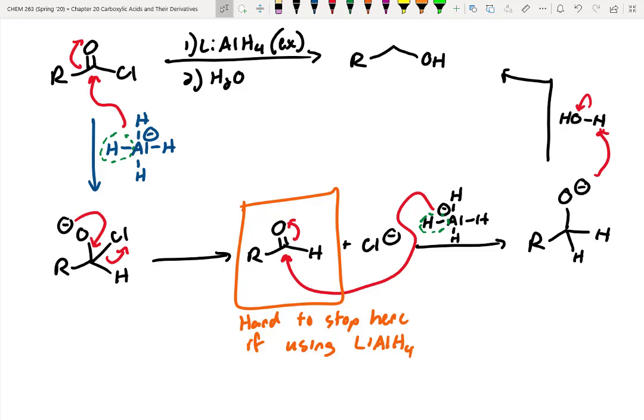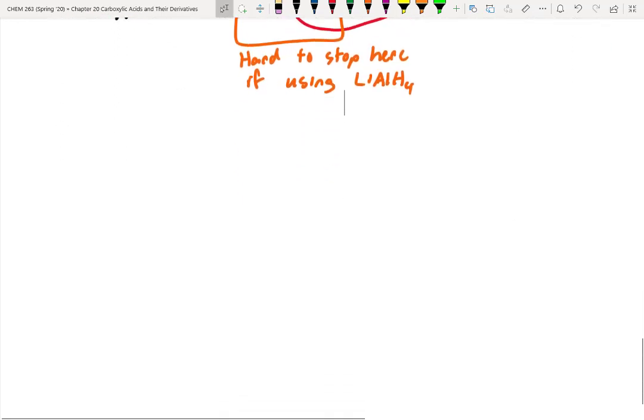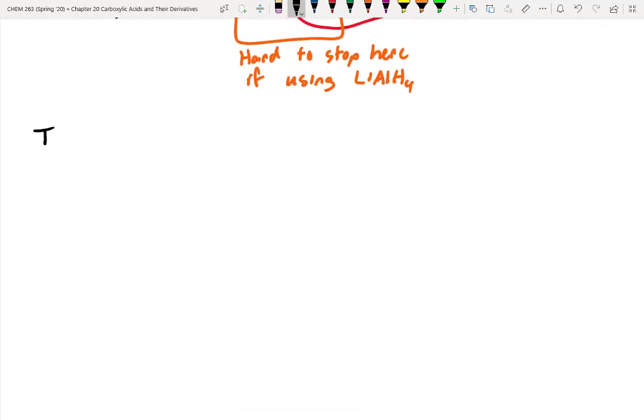Well, one option would be to use something that's more gentle. However, that doesn't actually work very well. So if we can't use a gentle reducing agent, maybe we just make it more bulky. So that's exactly what we do. So to stop at the aldehyde, you must use a bulky reagent.